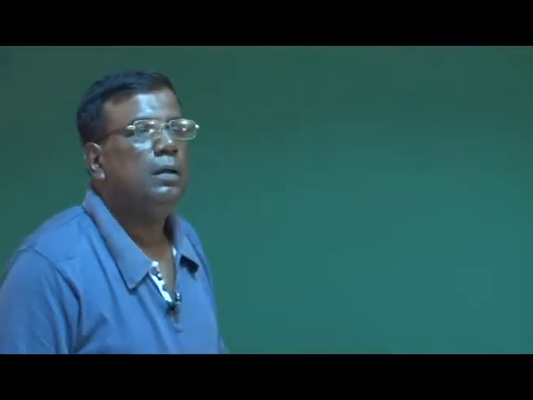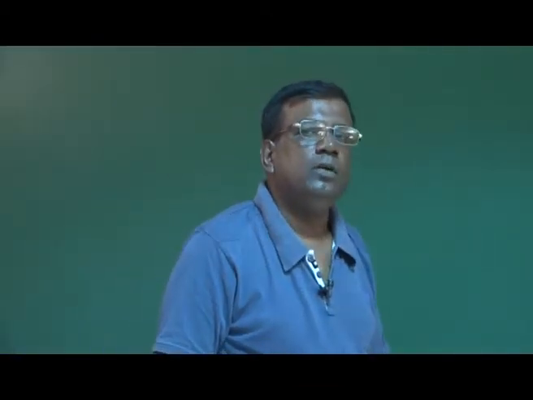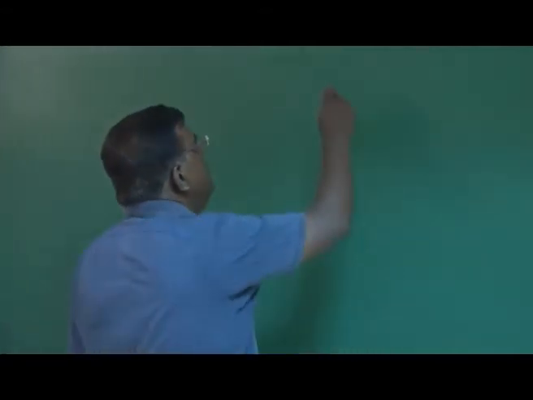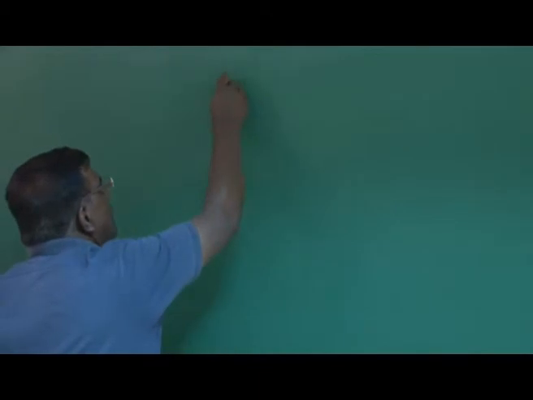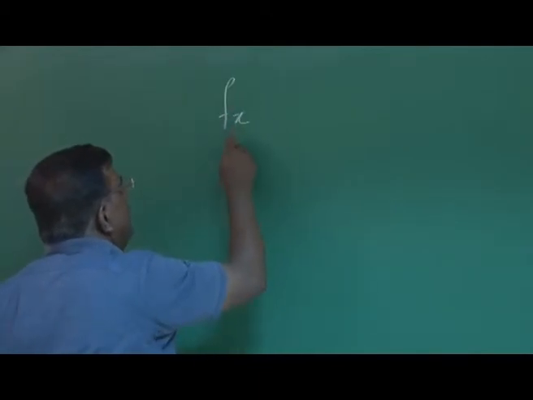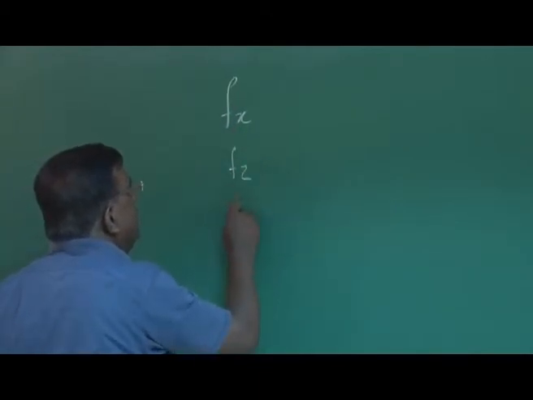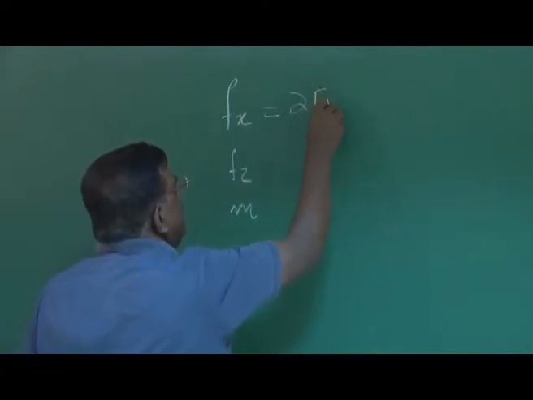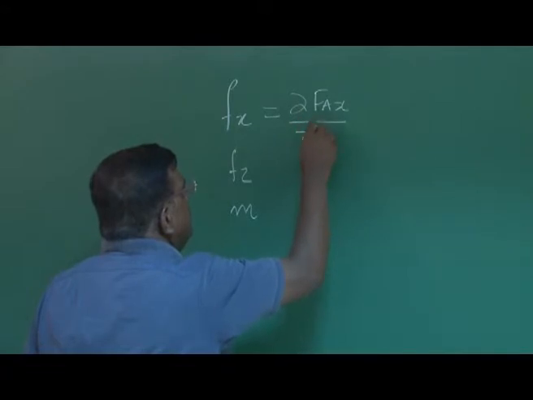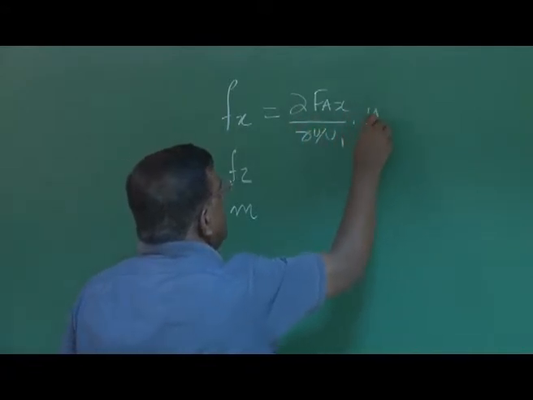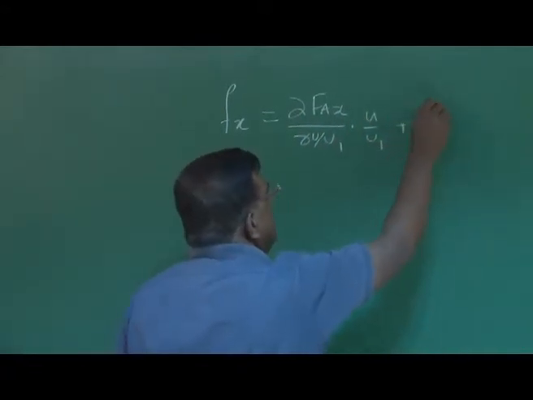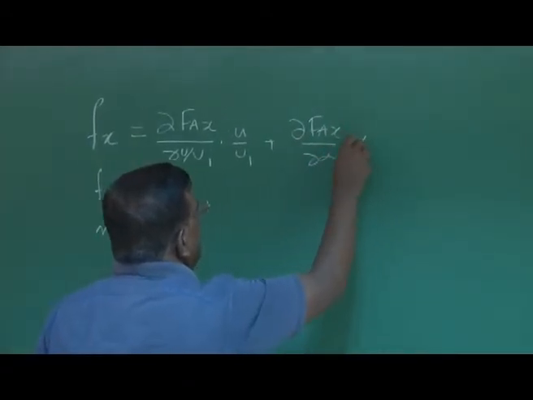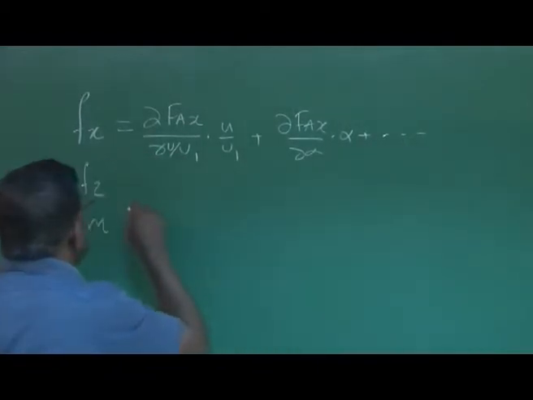If you recall, we were trying to find out the expression for those partial derivatives which were required to model the perturbed aerodynamic forces and moments. And if you recall, this was expanded as dFax by du by u1 into u by u1 plus dFax by d alpha into alpha, like this.